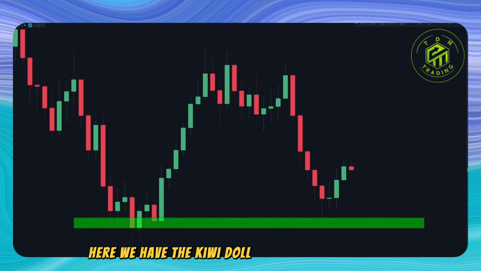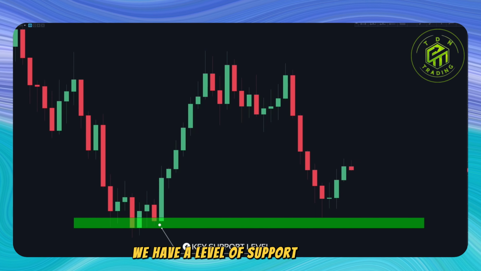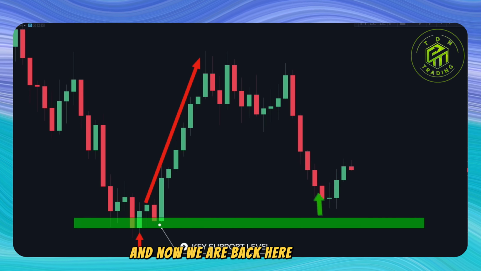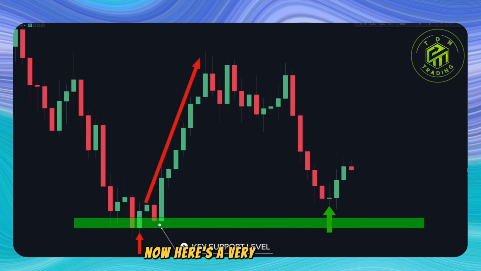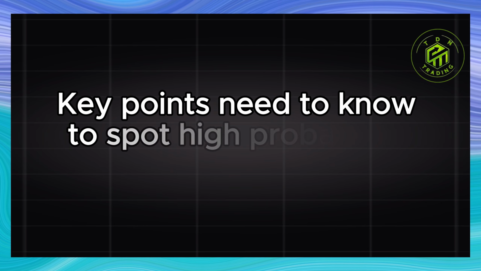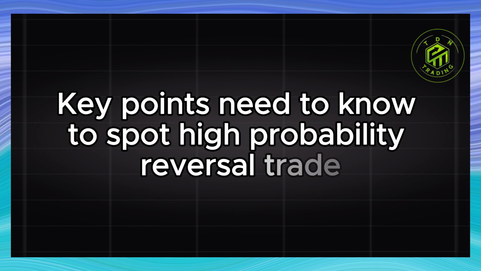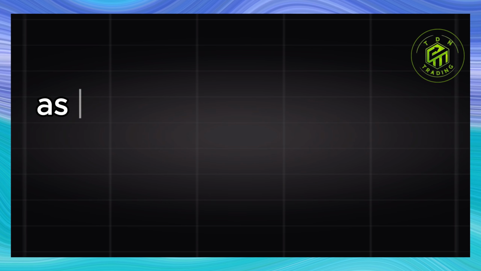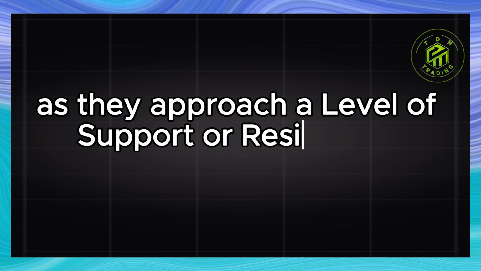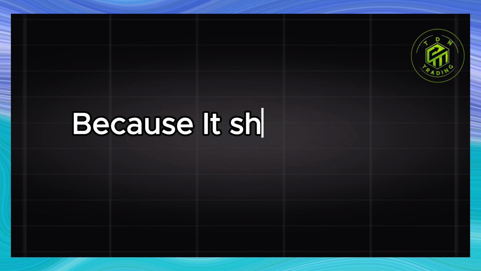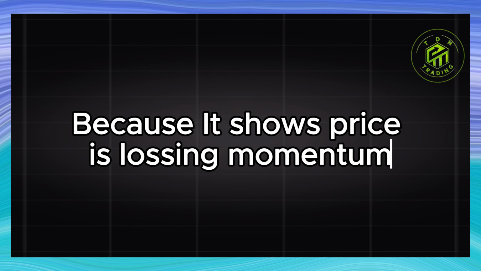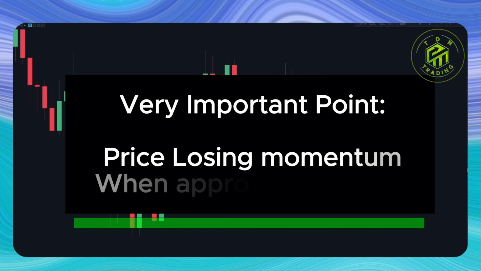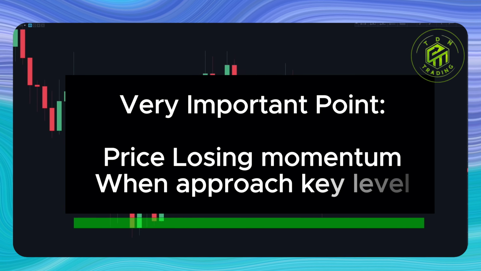Here we have the Kiwi dollar, and as you can see, we have a level of support here, where price hit and reversed from. And now we are back here again. Now, here's a very key point you need to know in order to spot high probability reversal trades. We want to see candles getting smaller and smaller as they approach a level of support or resistance, because it shows that price is losing momentum. Very key point. You want price to be losing momentum and slowing down as it approaches key levels.